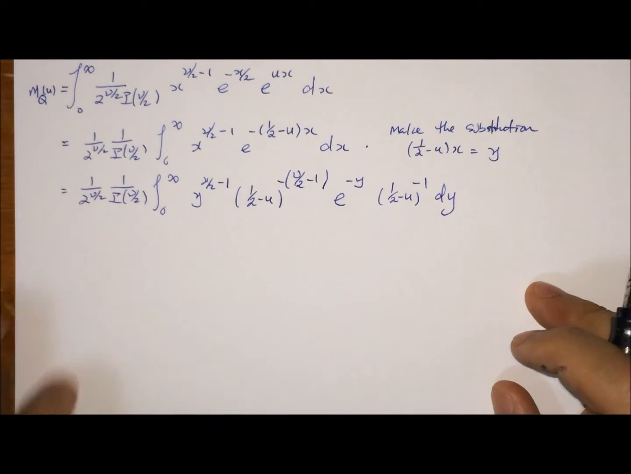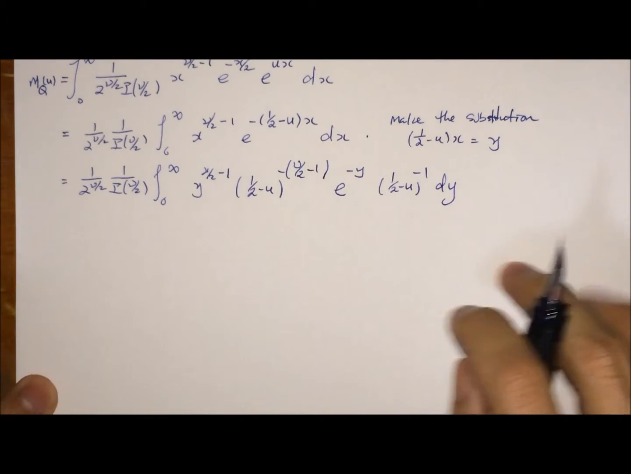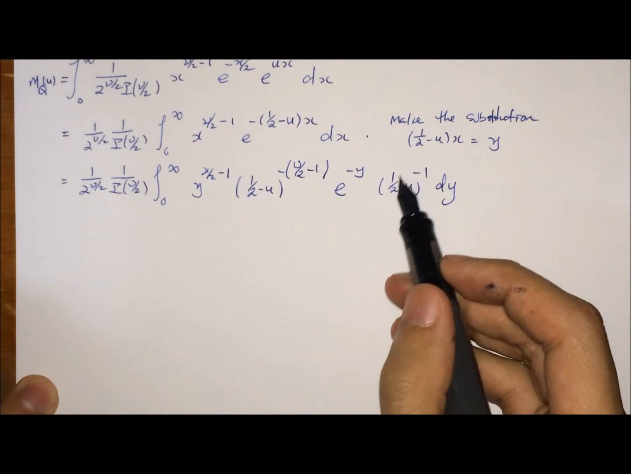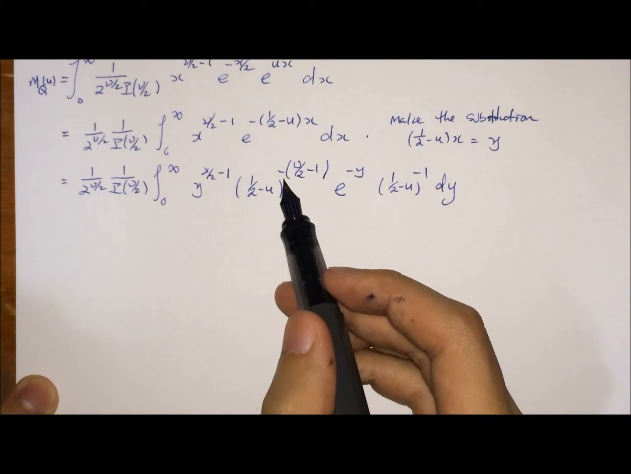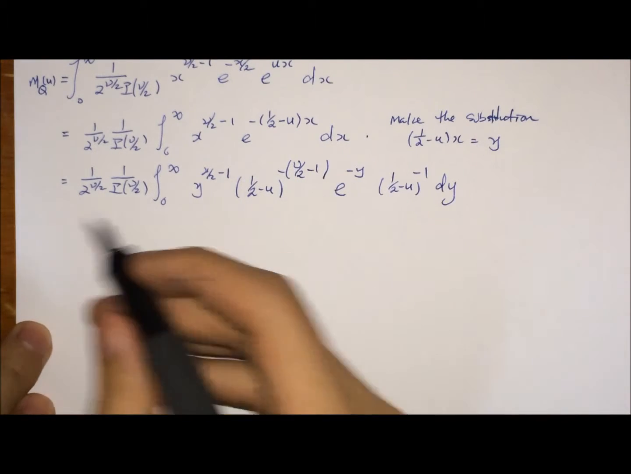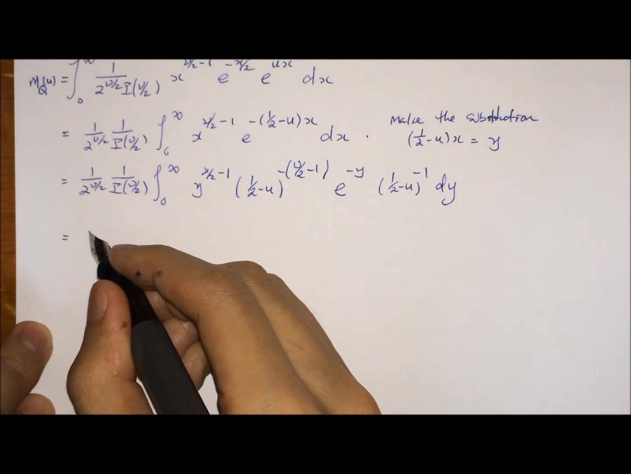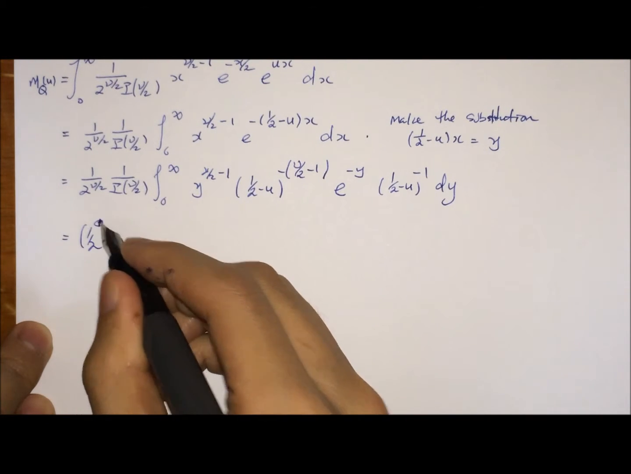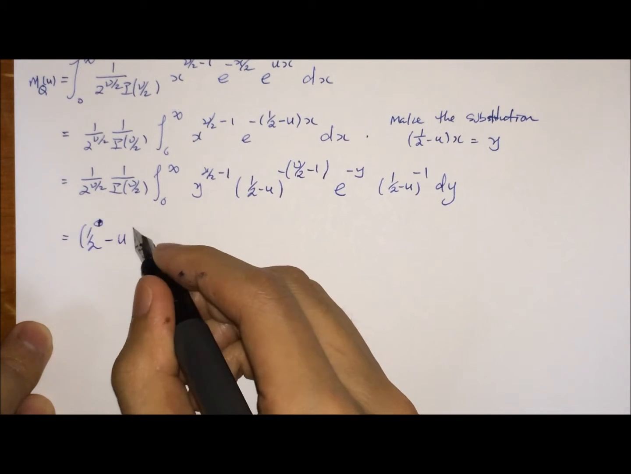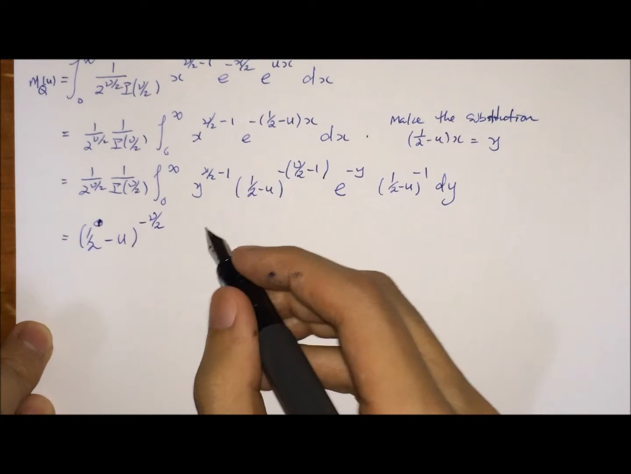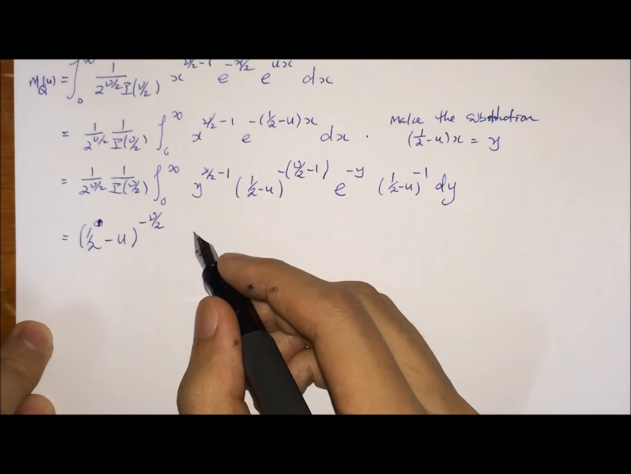Okay, so we just have to compute this. That's a constant, that's a constant. You see that you have plus 1 and then minus 1 in an exponent, so this cancels out. So I should get (1/2 - u) to the power minus nu/2, and then I'll have these constants.